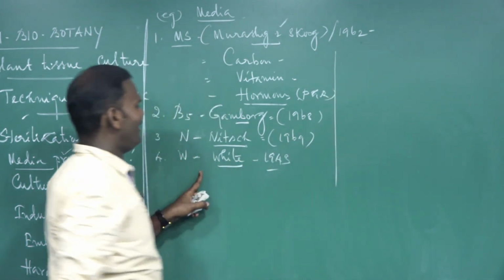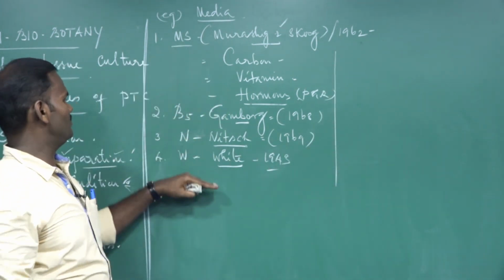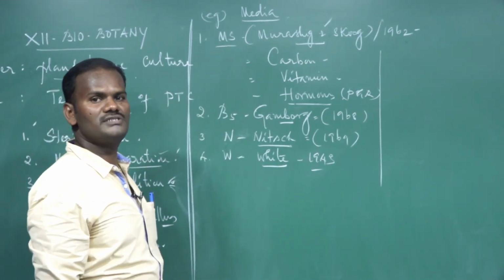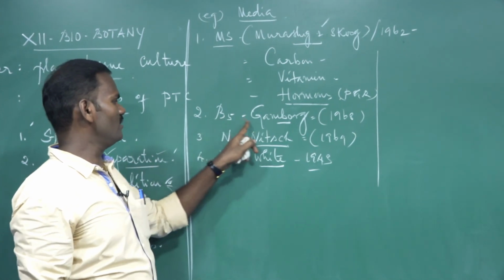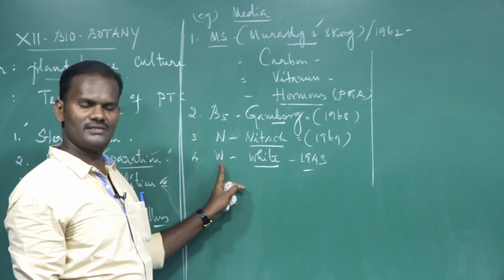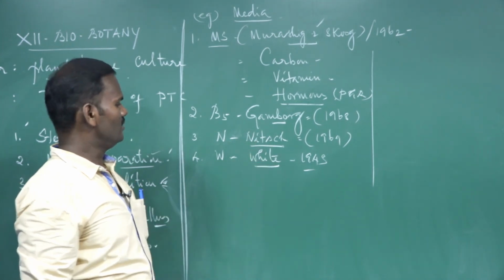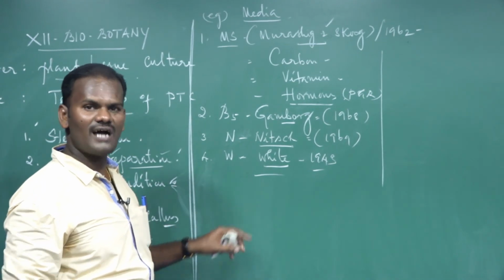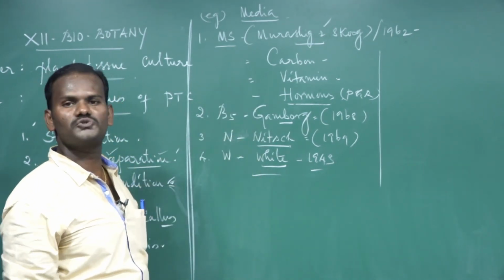So a lot of media, these are the media that are used in plant tissue culture. Once again, MS medium, Murashige and Skoog medium. B5 medium, it is also called Gamborg medium. N medium, Nitsch medium. W medium, it is also called White medium. These are the various media that are used in plant tissue culture. Among these, the commonly used medium is Murashige and Skoog medium.